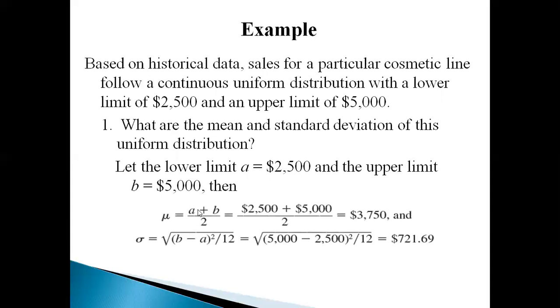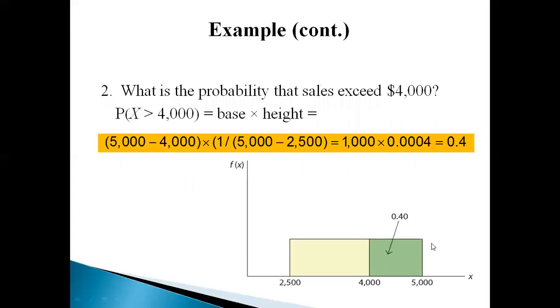So we just plug those into those values equations we just looked at. For the mu, we get 2,500 plus 5,000 divided by 2, or 3,750. And for the sigma, we get the square root of the quantity 5,000 minus 2,500 squared divided by 12, which is 721.69. Now, what is the probability that sales exceed 4,000?